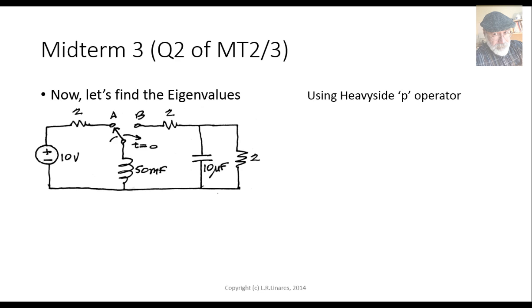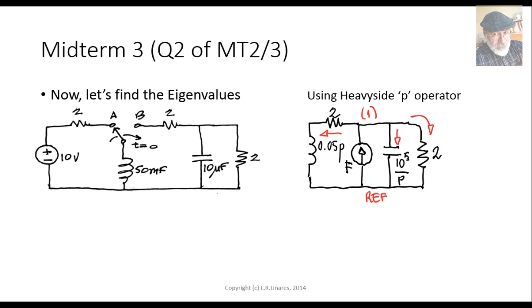So I replace reactors by P operator impedances. That, by the way, they have the same shape as phasor impedances. They have the same shape as Laplace impedances, but P instead of S. So it's no big deal. There. That is our Heaviside P operator equivalent circuit at t after 0. The left-hand side of the circuit is gone. It's not connected. It's not part of the circuit anymore. So we have there the inductor, 0.05 P, the capacitor, 10 to the 5 divided by P, and the 2 ohm resistors.